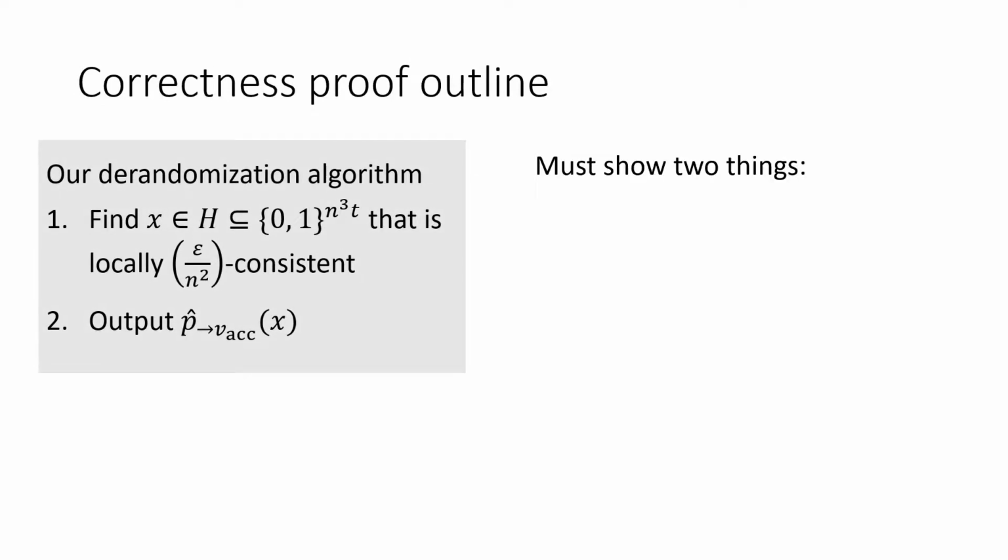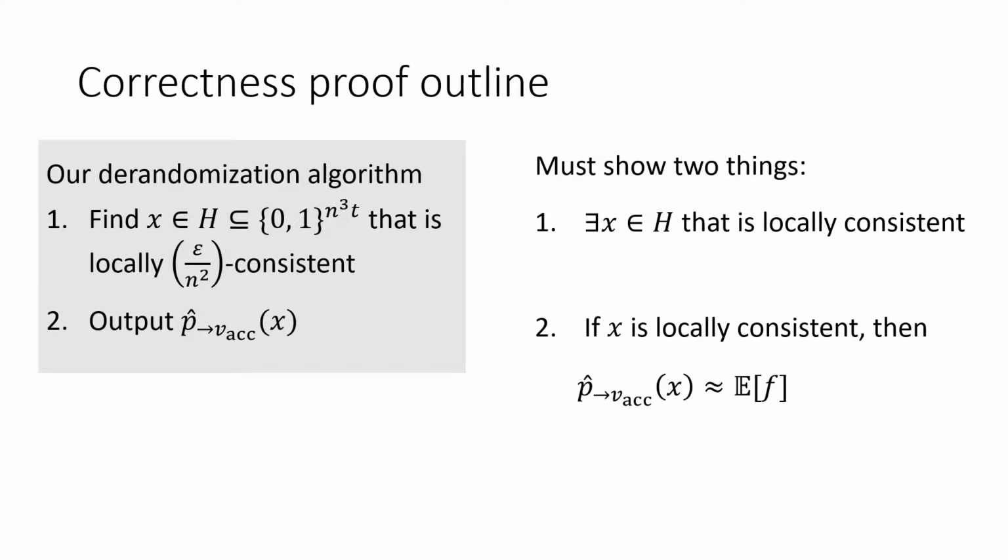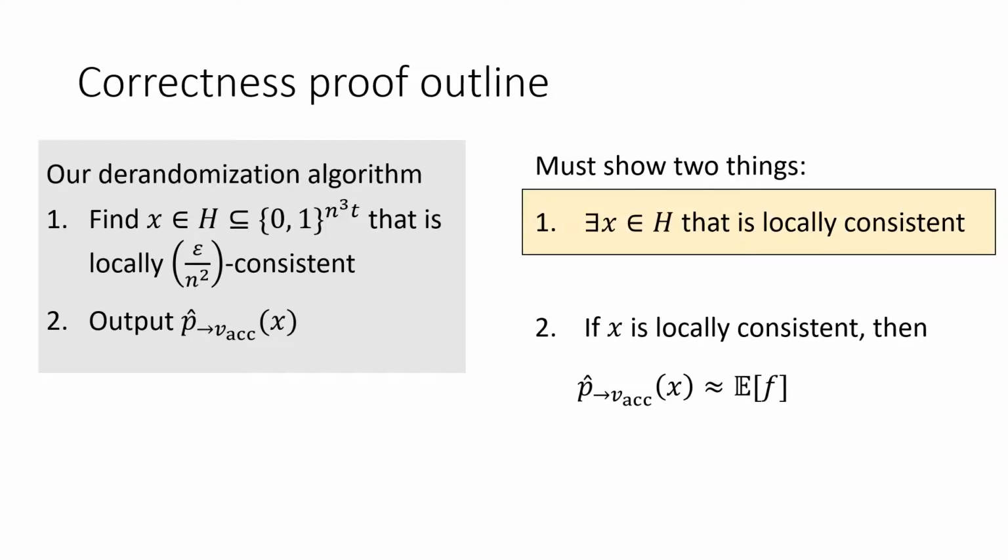To prove that the algorithm is correct, we need to show two things. First, we need to show that there is some string in the hitting set that is locally consistent. And second, we need to show that if a string is locally consistent, then it gives an accurate estimate for the expectation of f. Let's start by showing that some string in the hitting set is locally consistent.